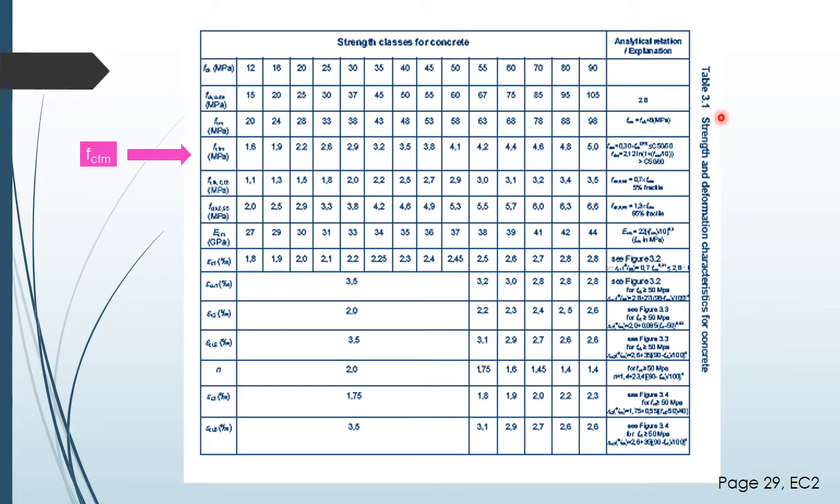This is Table 3.1, page 29, Eurocode 2. This table provides all the mechanical properties of concrete according to the strength of concrete, fck. You can find the fctm in the fourth row of the table. So this is the first row, second, third and fourth. For example, if our strength fck is 30 MPa, our fctm is 2.9 MPa.